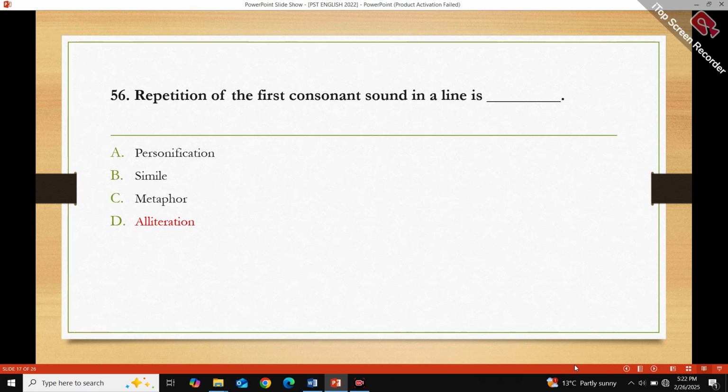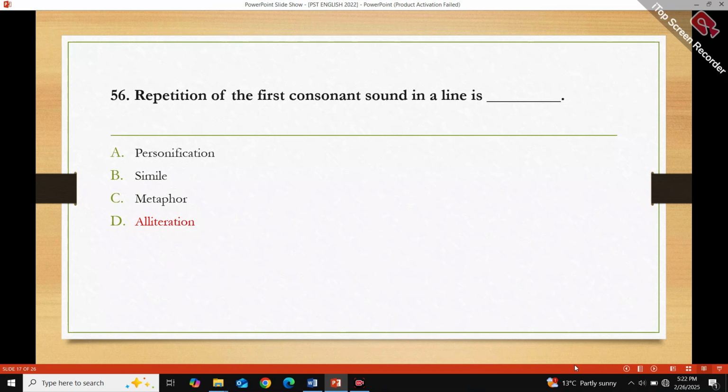Okay, so the next one is metaphor. Metaphor is also a figure of speech that directly compares two unlike things without using like or as. For example, he is a lion in battle. So here we compare two unlike things directly.